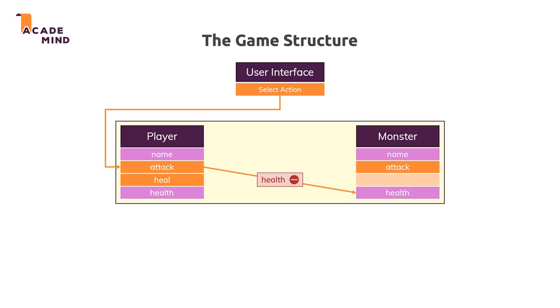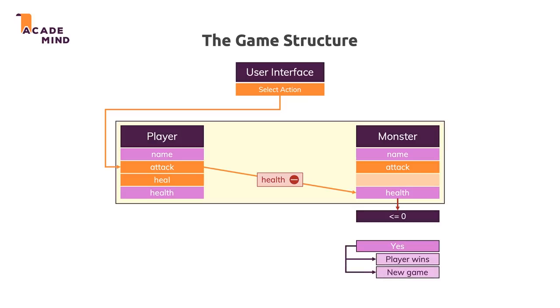After this attack, we have to check if the monster is still alive, so if the health level is smaller than or equal to zero. If this is the case, so if we say yes, the monster is basically not alive anymore, then we have to make sure that the player wins and that a new round of the game starts, or a new game starts in general. In case the monster is still alive though, the monster will attack back automatically.